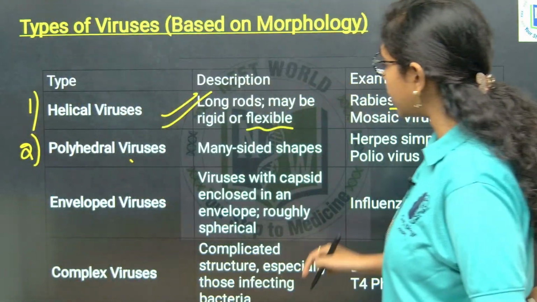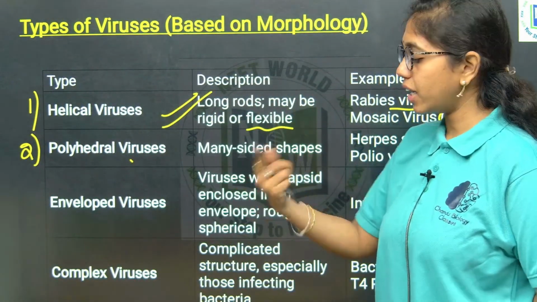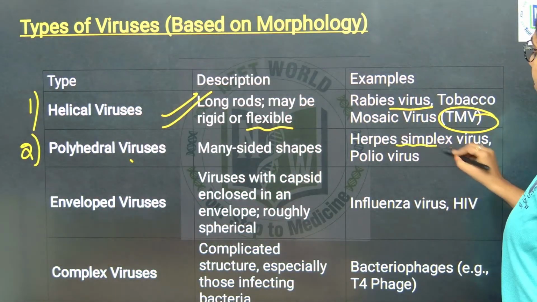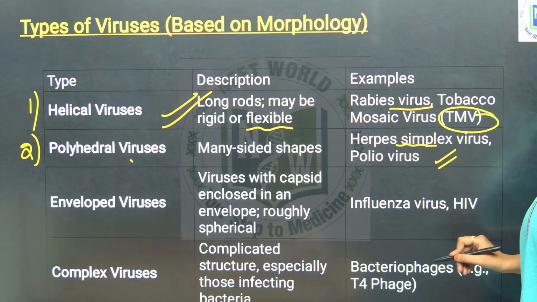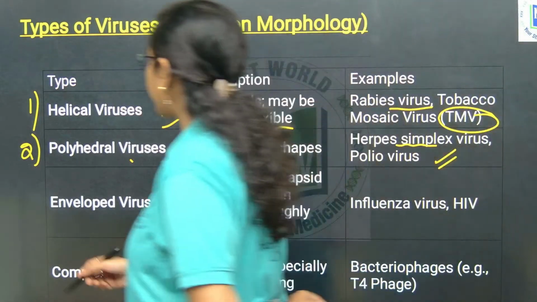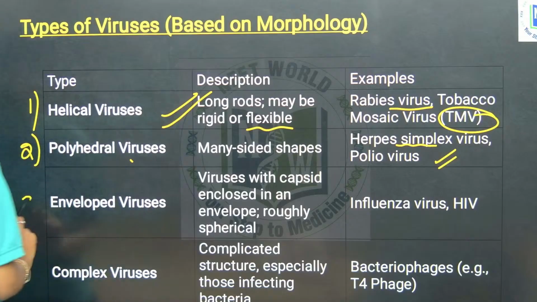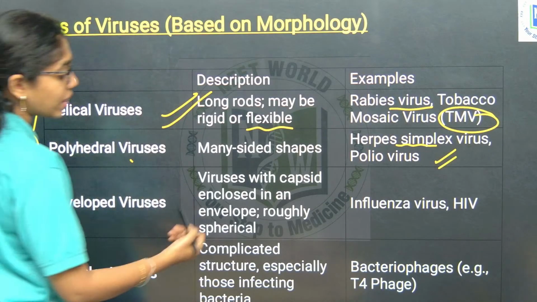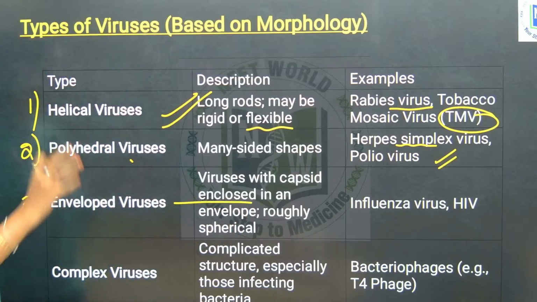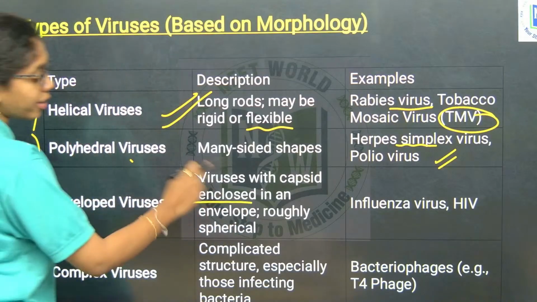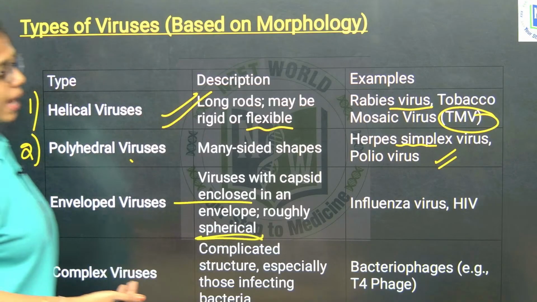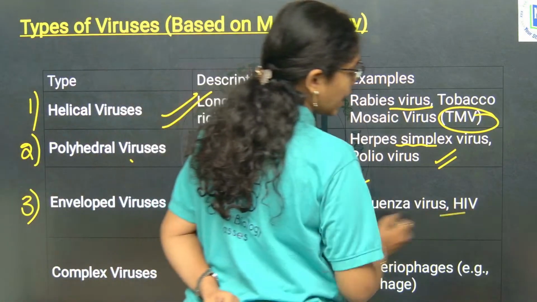Second type is polyhedral viruses. They will be having many-sided shapes. Example, herpes simplex virus and polioviruses. And then we have enveloped viruses. Third type is what? Enveloped viruses: viruses with a capsid enclosed in an envelope. This is roughly spherical. For example, influenza virus and HIV.